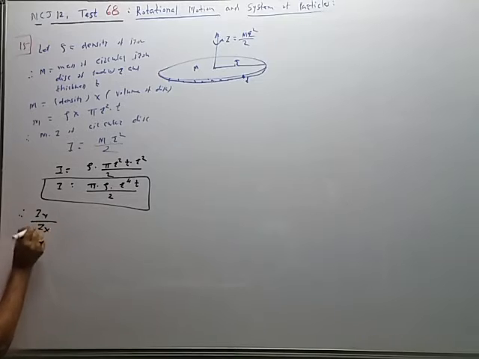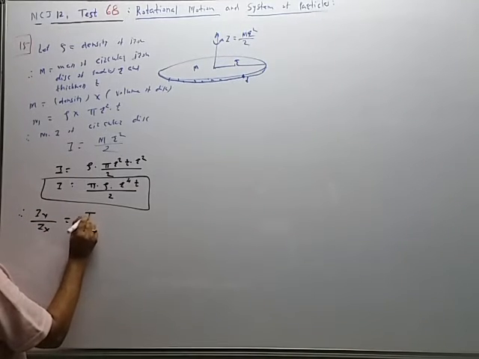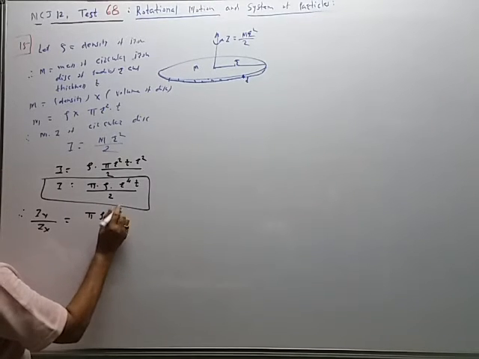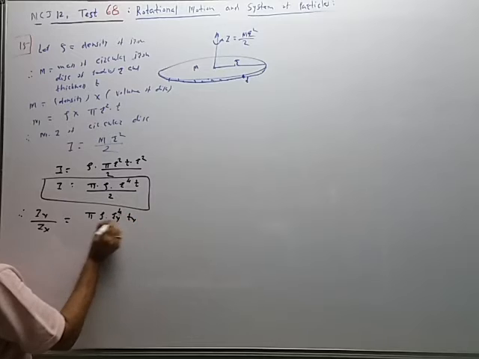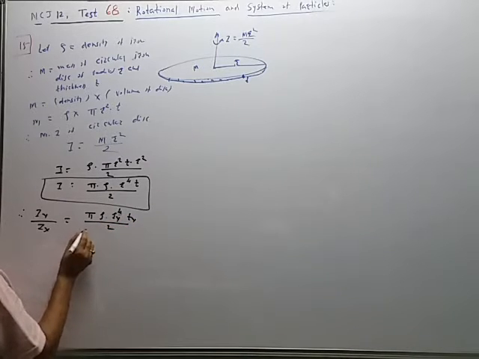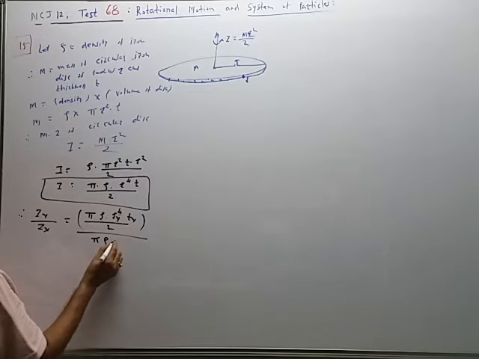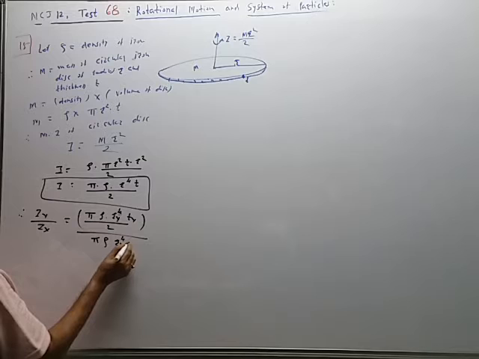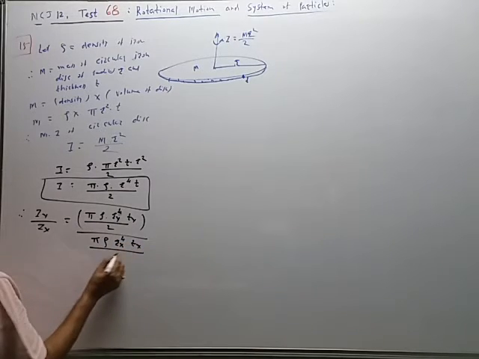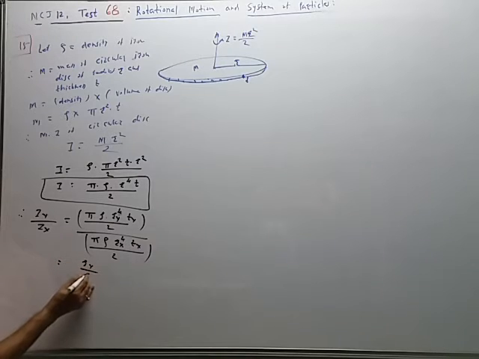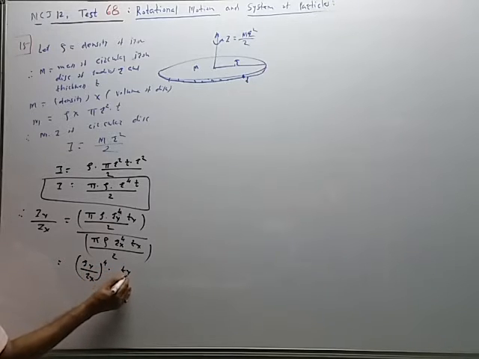Iy upon Ix is equal to pi into rho into radius of the y disc raised to 4, thickness of the y disc upon 2, divided by pi into density of the iron, radius of the x disc raised to 4, thickness of the x disc upon 2. So this is equal to radius of the y disc upon radius of the x disc raised to 4, into thickness of the y disc upon thickness of the x disc.